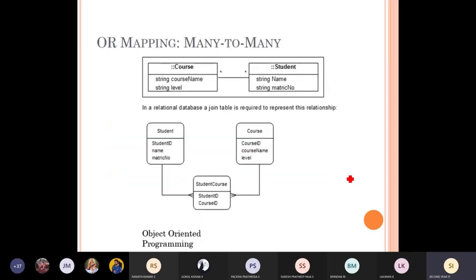If there is many to many communication, this shows how it would look. So in a relational database a join table is required to represent this relation. We are going to join the student relation and the course relation. Student ID and course ID is going to be the primary key for both tables. I have name and matric number here, and course name and level here. If I want to combine these two tables, what do I need? I'm going to combine the student and course table, which consists of a primary key, student ID and course ID. This is how we use many to many mapping. So these are the object oriented relational features.